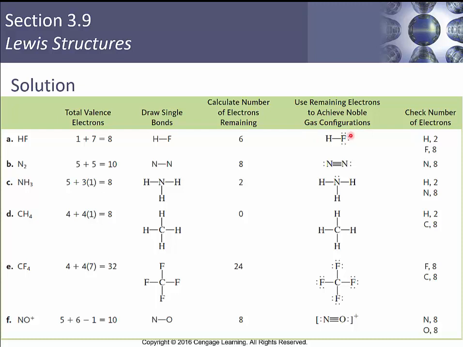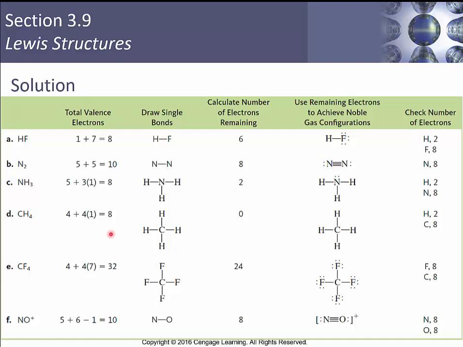Our N2, we're going to do 5 plus 5, 1 for each nitrogen, for 10. We single bond to that nitrogen. We've got 8 electrons remaining, but we're going to have to bring some down from our lone pairs to form higher order bonds. So we're going to end up with a triple bond between our nitrogens, 2, 4, 6, and a lone pair, 8 on each nitrogen.